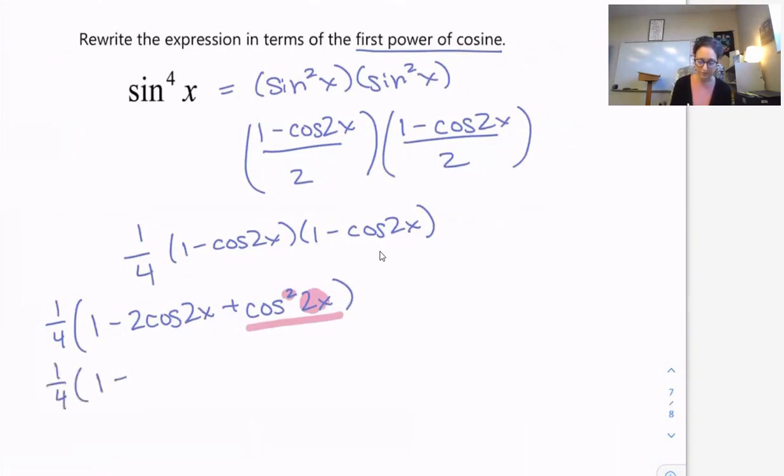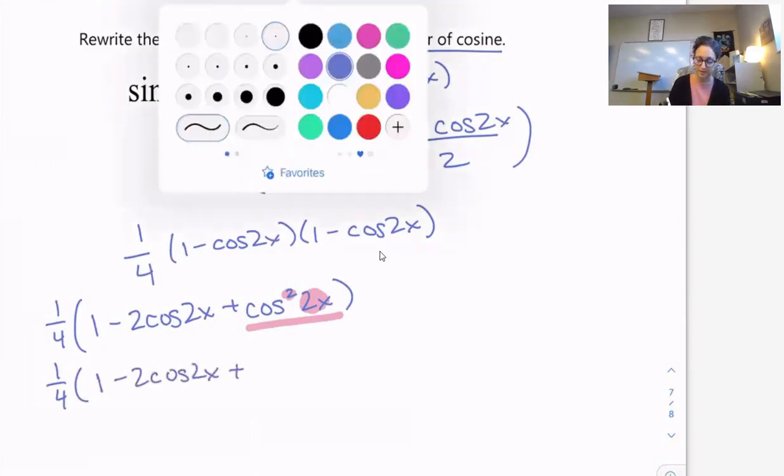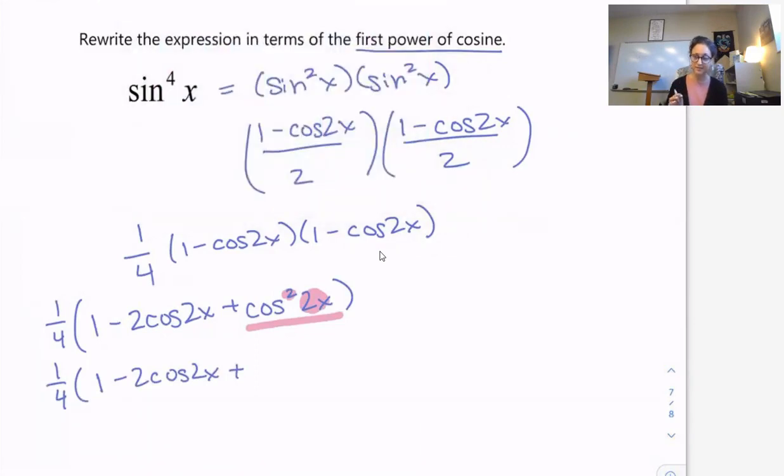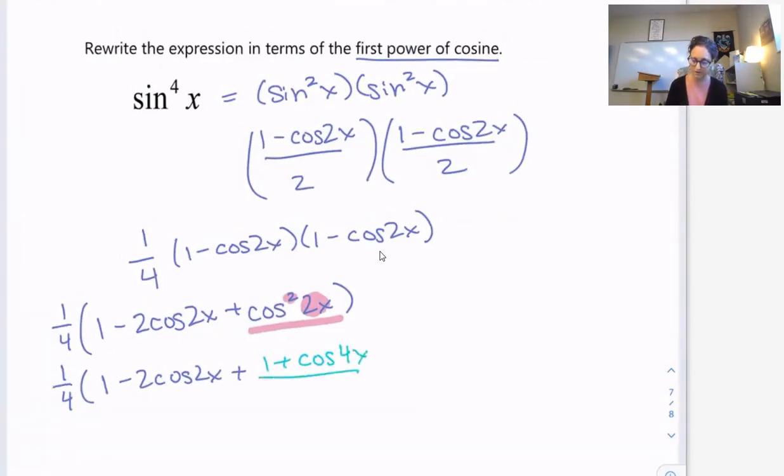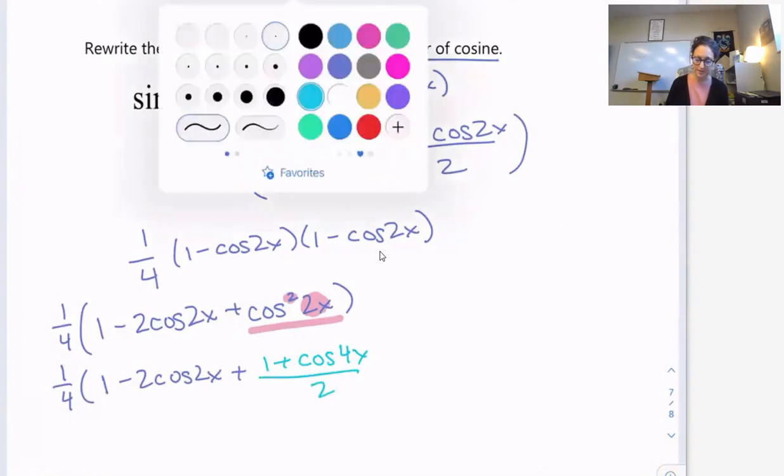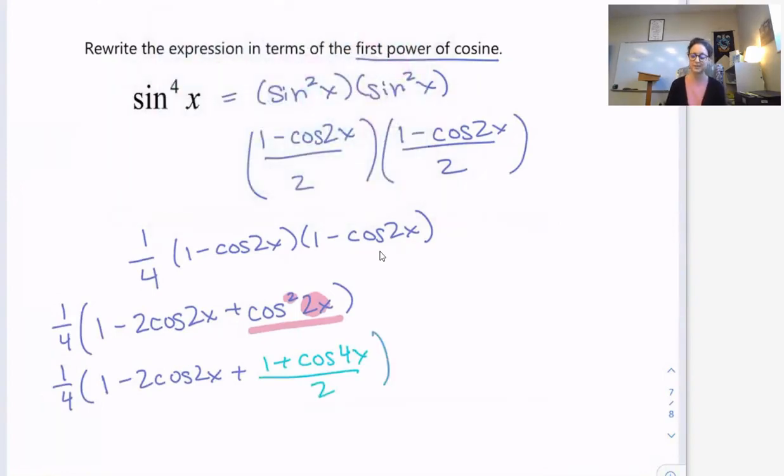I've got 1 minus 2 cosine 2x still, plus, and here's where I need my formula, right? So I'm using that second formula. So this is now 1 plus cosine of 4x, right? Because it's 2 times 2x all over 2, okay? And while it's not the cleanest, and I could clean this up a bit, I'm going to let you keep it like that because we've followed the directions. We rewrote the expression in terms of the first power of cosine, okay? You're going to get more practice on this in class, but bring me questions that you have, and I will see you all next time.